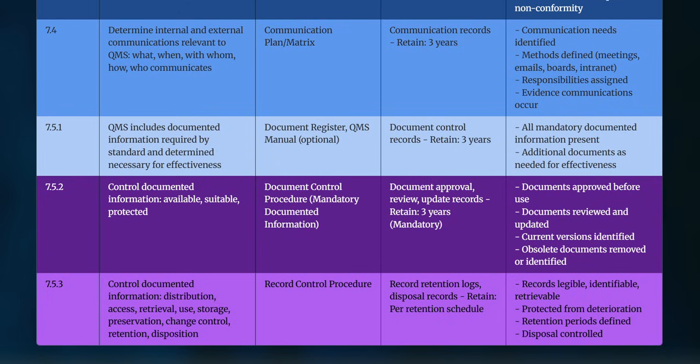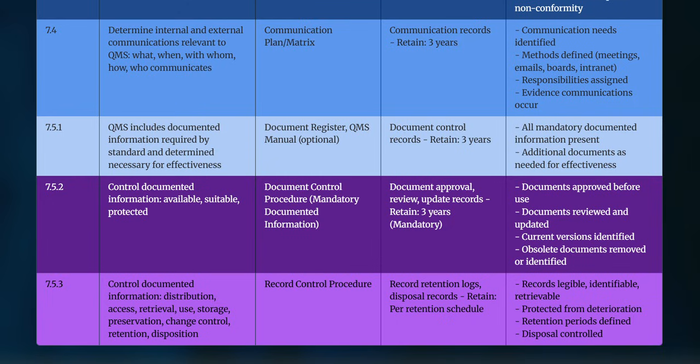Those are the examples of what the requirements say, and also you can give them as evidence to the auditor. Then when we move to clause 7.5.3, it requires you to control documented information through distribution, access, retrieval, usage, preservation, change control, and retention period for the documented information.